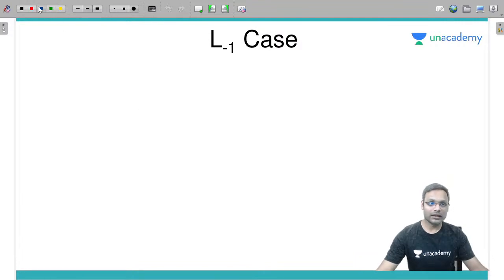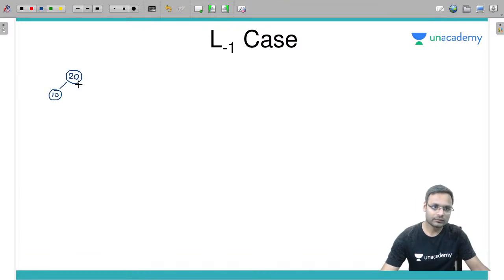L minus 1 case. Let's see quickly how the L minus 1 case works. 20, 10, 30 and 35. This is the tree. Of course it is balanced. Leaf nodes have balance factor 0. Here is minus 1. Here is also minus 1.